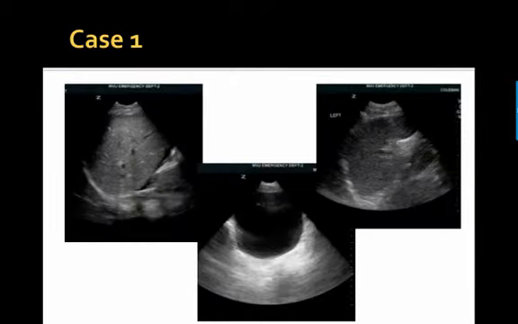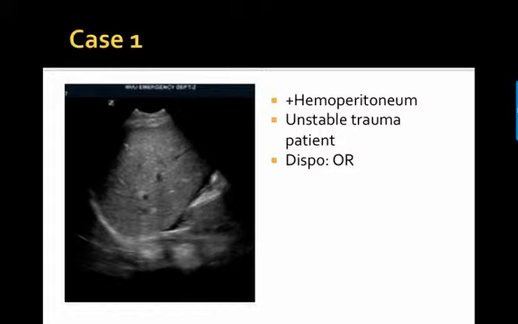So now you move down to look at the abdomen. You're going to look at your right, left quadrants along with your bladder and pelvis. So in these images, the one on the left is of the right upper quadrant, and you can see hemoperitoneum just there between the liver and the kidney. So this patient has a positive FAST for hemoperitoneum in the right upper quadrant. This is an unstable trauma patient and would require immediately going to the OR.